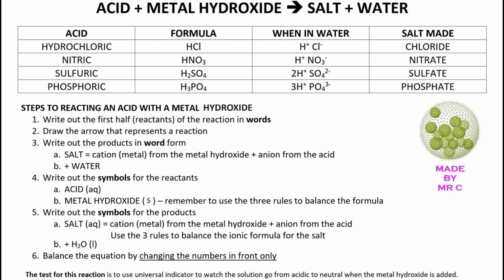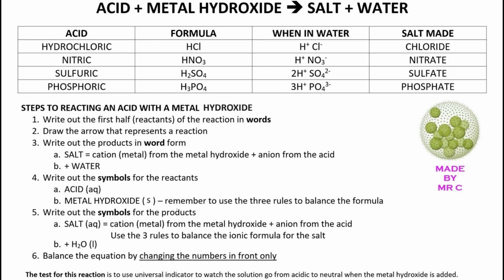Sulfuric acid is H2SO4. And when aqueous, it forms 2H+ and SO4 2-. The salt made is a sulfate. And phosphoric acid is H3PO4. And when it's aqueous, it forms 3H+ and PO4 3-. And the salt made is always a phosphate.